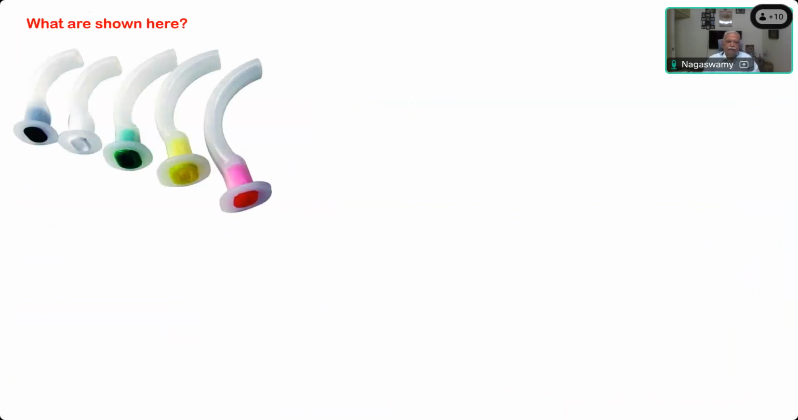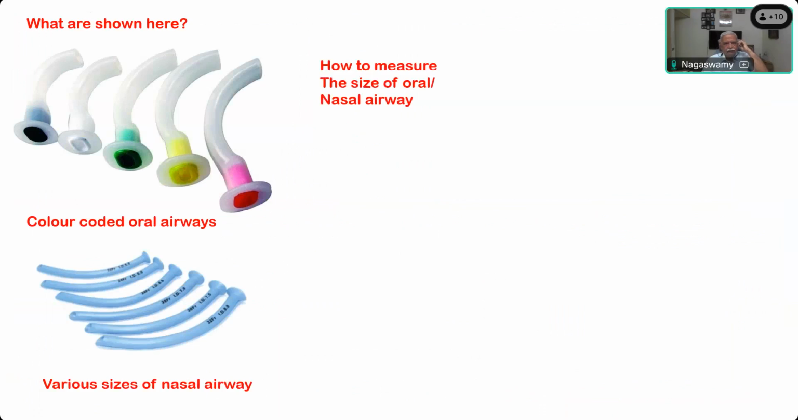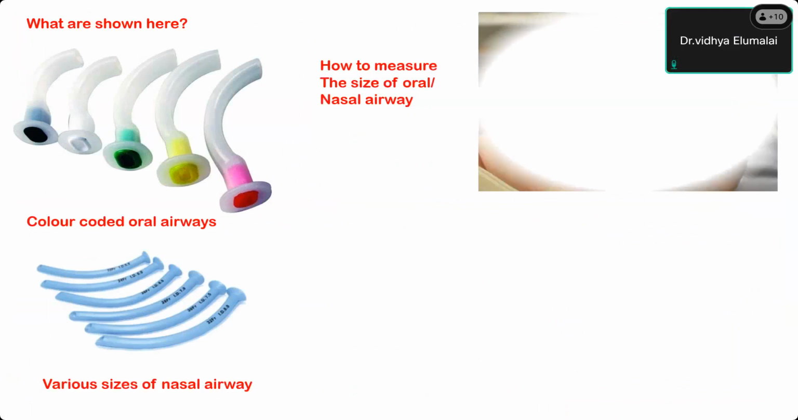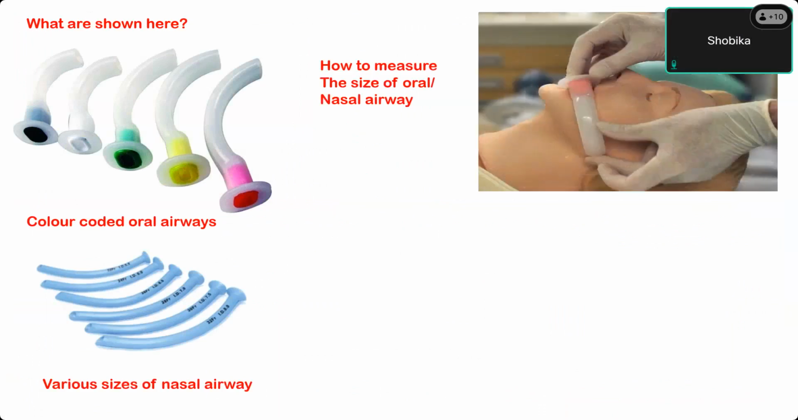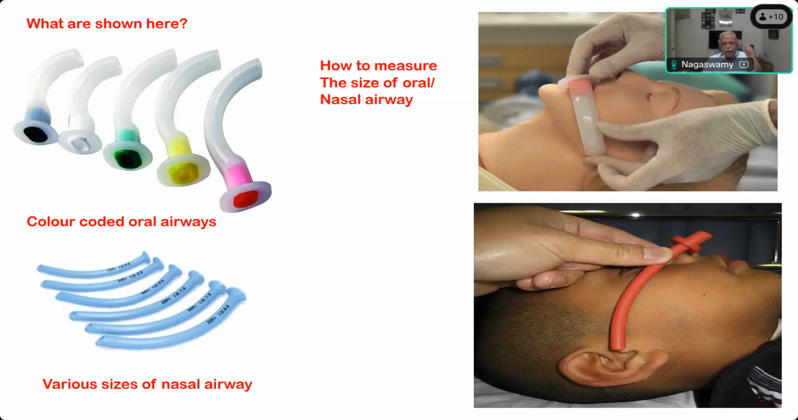What is shown here? Color-coded oropharyngeal airway. Oral airway. Okay. What are these? Nasopharyngeal airway. Various sizes of nasal airway. Okay. How to measure the size of the oral or nasal airway? For the oral airway, from the angle of the mouth to the tragus. For the nasal, from the ala of the nose to the tragus. Okay, oral airway, corner of the mouth to the angle of the mandible. Okay, that's how we measure for the length.